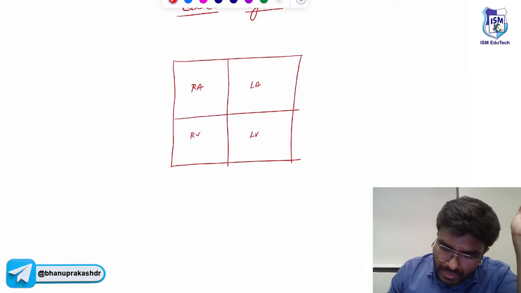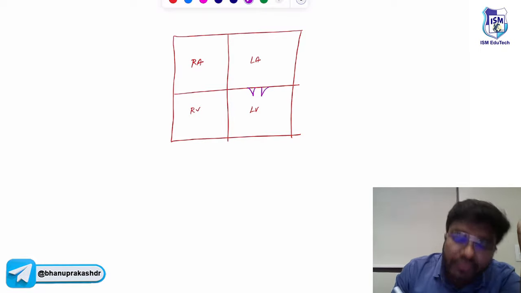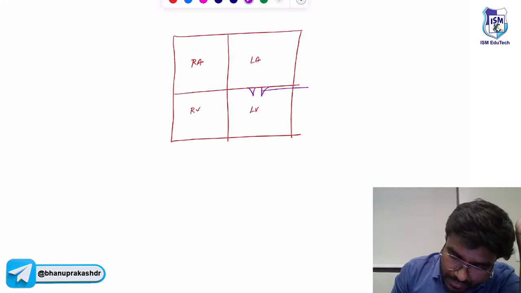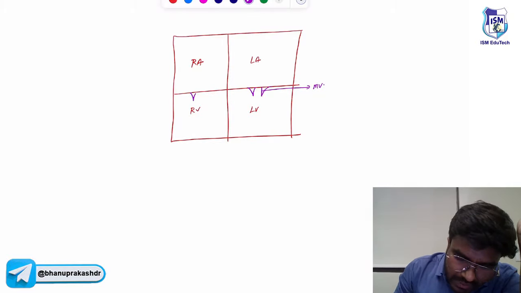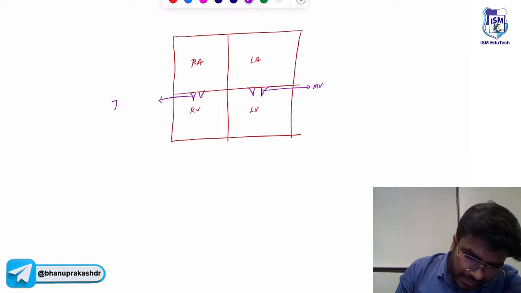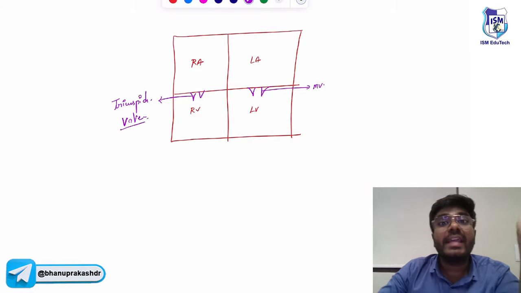Now, what is the valve present between the left atria and the left ventricle? This valve is called the mitral valve. What is the valve present between the right atria and the right ventricle? This valve is called the tricuspid valve.